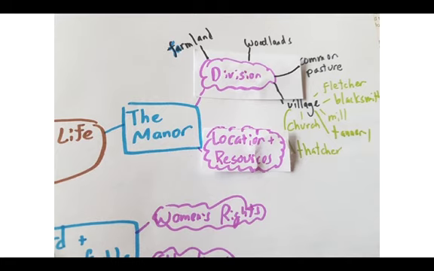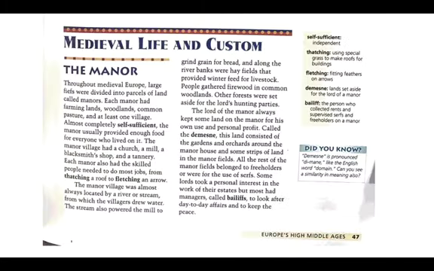So now we're going to go and divide up that second paragraph, locations and resources. So if we read about it, it says the manor village was located by a river or stream. So that's important. So we could put stream coming off of location.